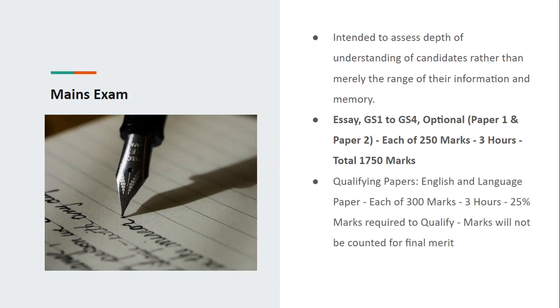There are also two qualifying papers, that is English and a language paper. The language here will be one of the languages of the 8th schedule of the Indian Constitution. Both these papers will be of 300 marks and 3 hours will be given to you. You just need to qualify these two papers with 25% marks. So marks of these two papers, English and the language paper, will not be counted in the final order of merit.